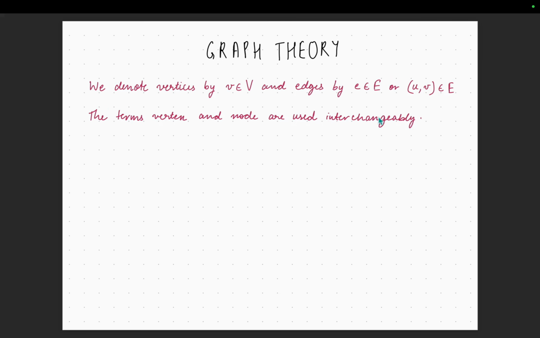Okay, so we generally denote vertices by small letters such as U, V, W, and edges by small letters E, F, G, or edges can also be represented by the corresponding two vertices which they connect. And also vertex and node are used interchangeably in graph theory. They mean the same thing.